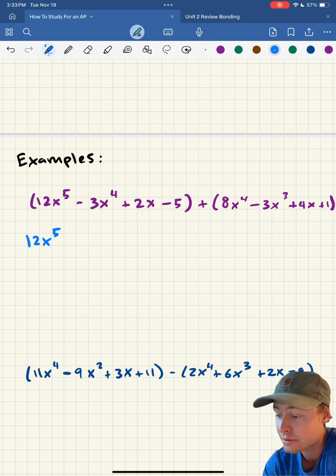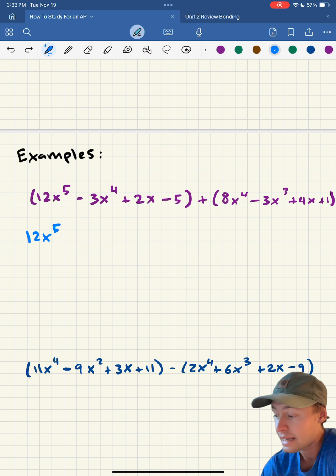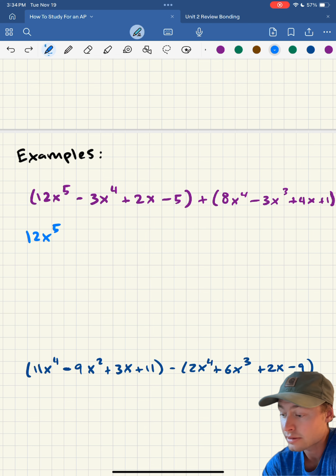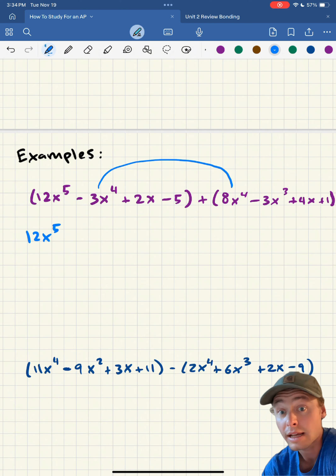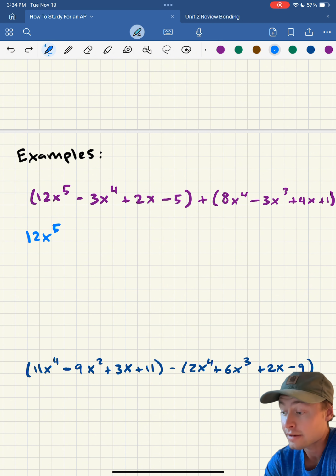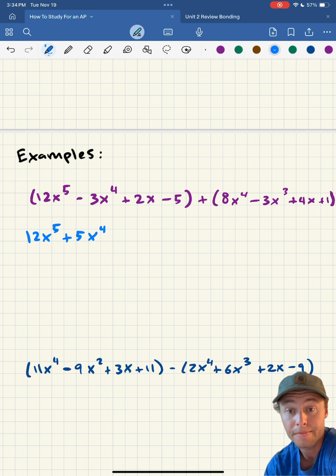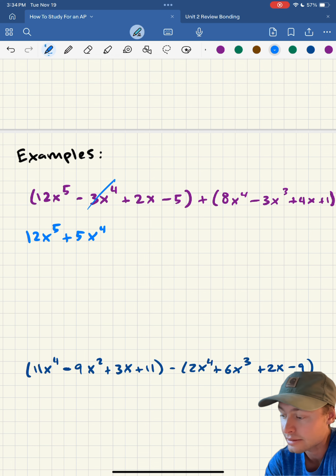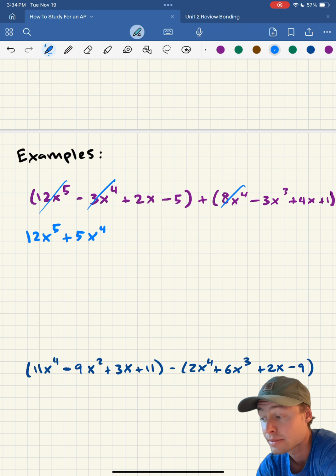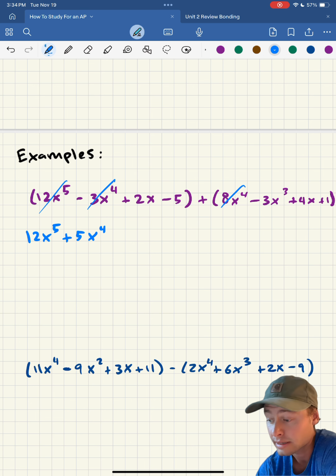Next thing, negative 3x to the fourth. Do I see any x to the fourths on the right side? Yes, I do. 8x to the fourth. So I'm doing negative 3x to the fourth plus 8x to the fourth. Negative 3 plus 8 is 5, so positive 5x to the fourth. Okay? And I like to cancel. I like to cross things out when I'm done with them so that I know what I have looked at and what I have not looked at.